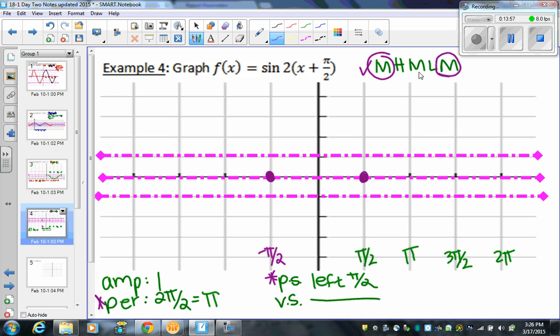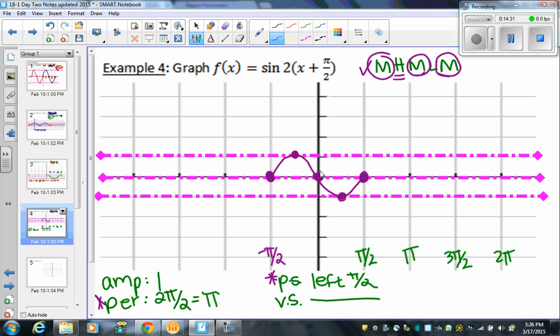Then we do halfway to get our next middle point. Halfway between these two middles would be at the origin. And then we do our high and our low, doing halfway between. Halfway between our first two middles is going to be high here. And halfway between our last two middles is going to be a low here. And so we have a graph that's shorter in period, or we typically think of that as horizontally compressed.